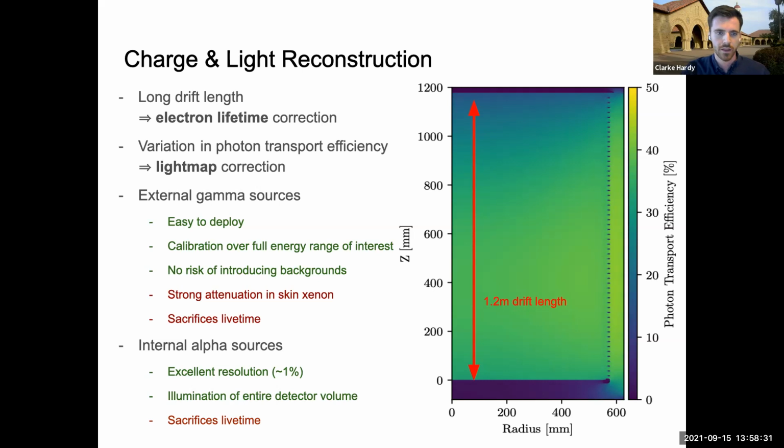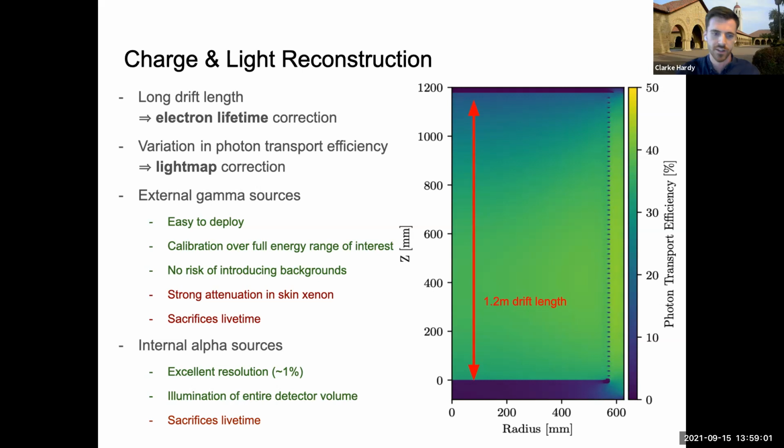There are a few different ways that we can achieve this calibration. One is to use an external gamma source, which has the advantage of being very easy to deploy. We can pick and choose the energies we want, and we don't risk introducing new backgrounds into the xenon. But the disadvantage is that there's quite strong attenuation in the skin xenon, just because we have so much xenon mass that the gammas have to get through. This also requires us to stop data taking and sacrifice some live time.